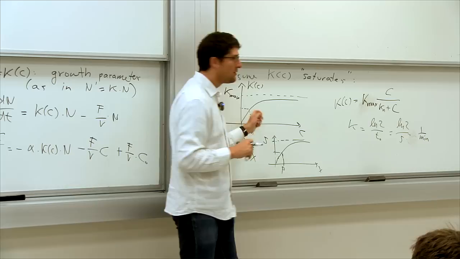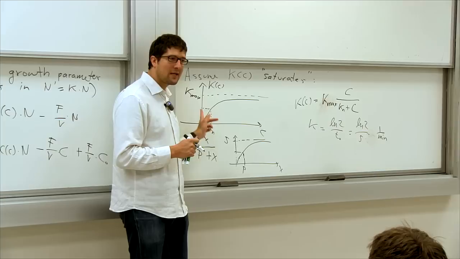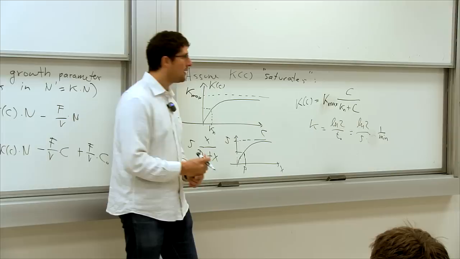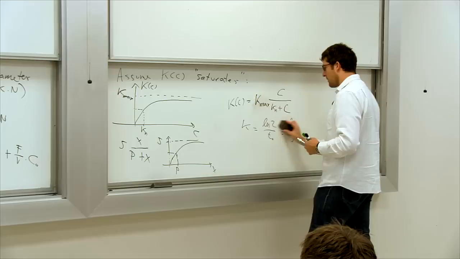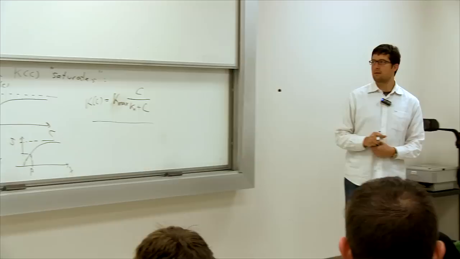Because then K for that value would be log 2 divided by 10, which is half as much as before. Okay? So basically what I'm saying is that experimentally you can actually measure these values, K max and Kn, if you've got bacteria growing in your plate. All right. Be it as it may, this is going to be the formula we use now for the growth parameter as a function of the food.